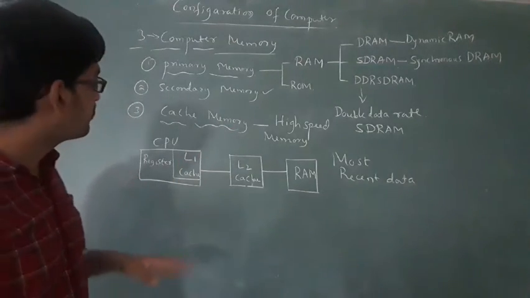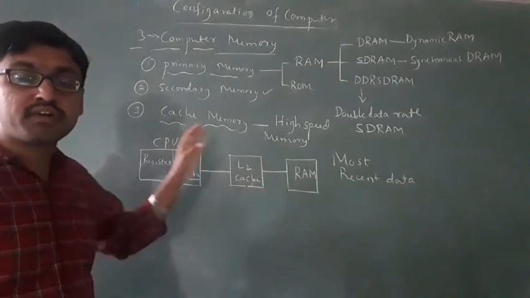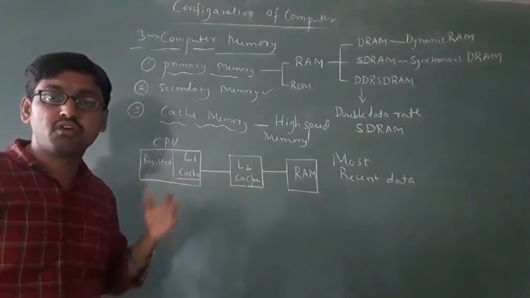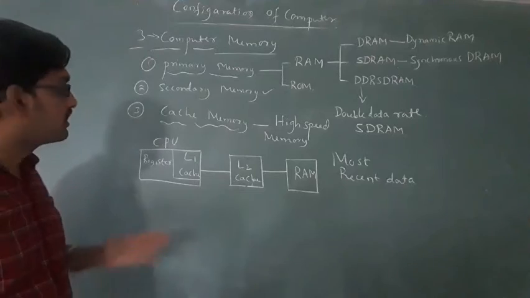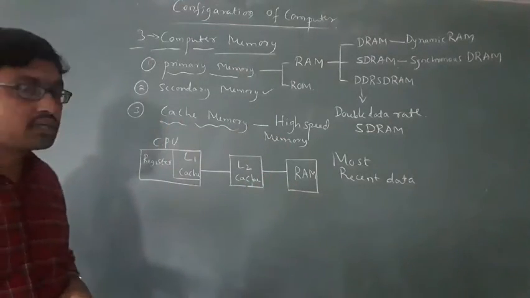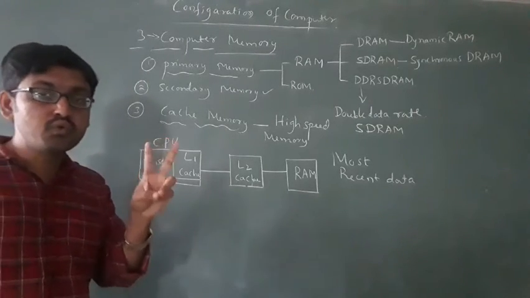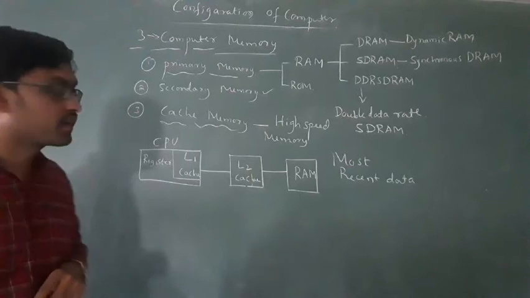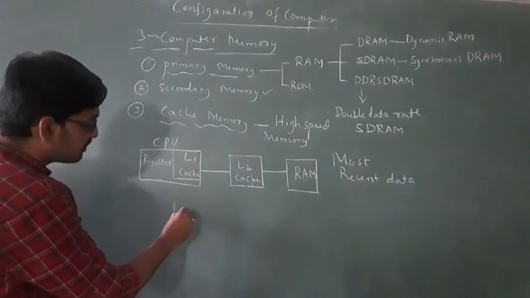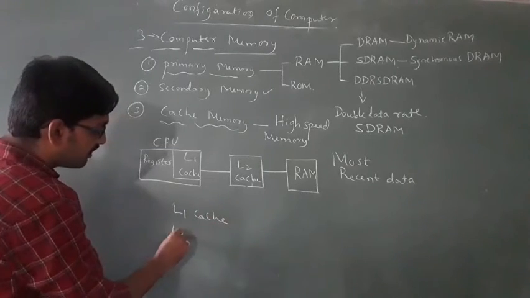The next one is explain the working of cache memory. For a 5 marks or 3 marks question, there is a chance they will ask. See how it will work. Always remember there are 2 types of cache memory. One is L1 cache. Second one is the L2 cache.